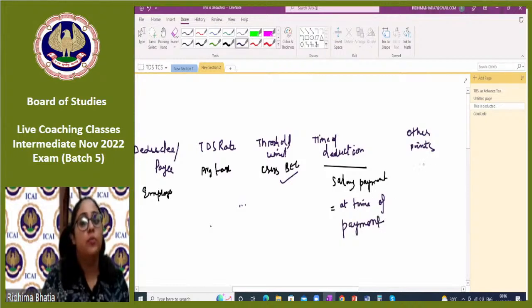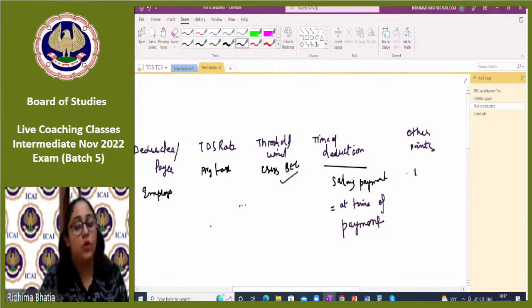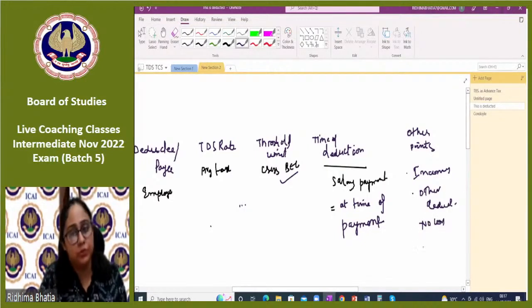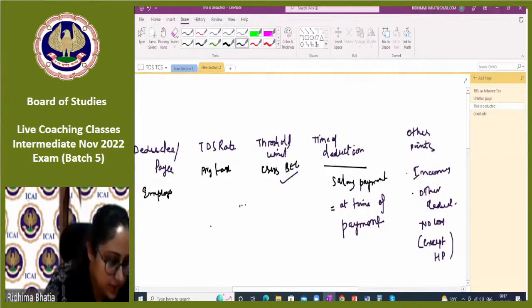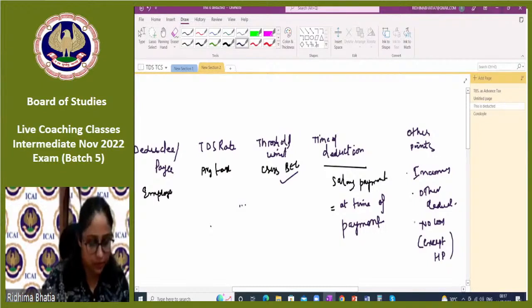Okay. Other points which have to be remembered. All the incomes have to be considered. Other deductions have to be considered. No loss has to be considered except house property. At your level, this is maximum. Other employers and other employee details have to be taken. 115BAC has to be taken.